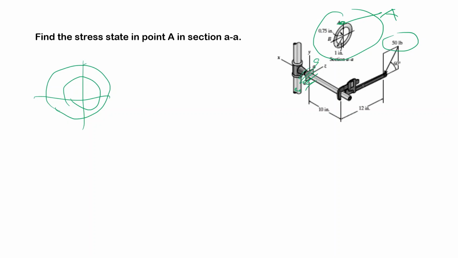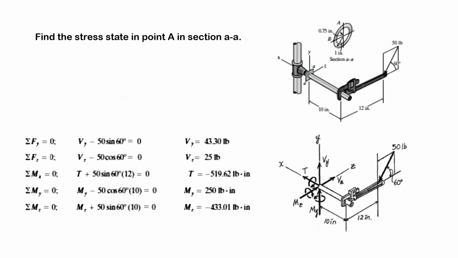My point A lies over here. You see, this is my z-axis, that one is my y-axis, and the x-axis is perpendicular to the screen. Okay, so we cut at AA and write down all possible forces: two components of shear.